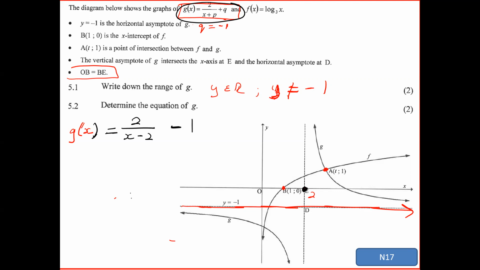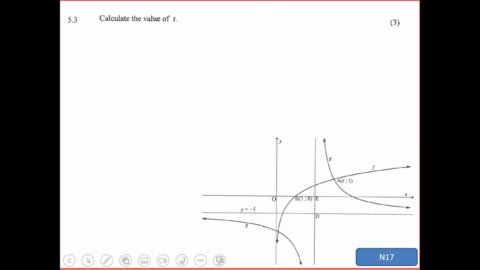So all good? All right. Well done. If you're all good, it means we can move on. Okay, the next question. Now, please write the equation down because we're going to need it for the next one. Remember, g of x is equal to 2 over x minus 2 minus 1. Now it says calculate the value of t. Let me give you a minute to work that out.